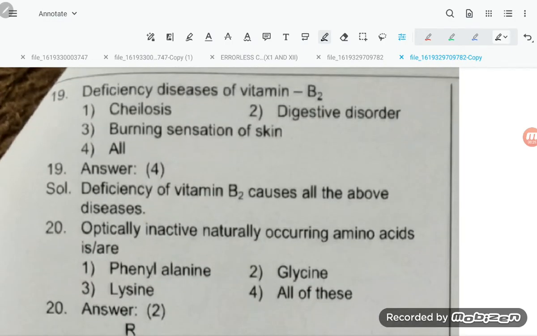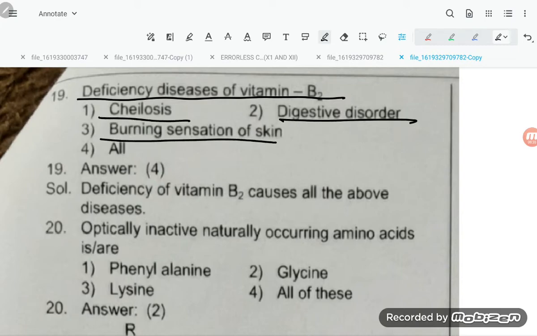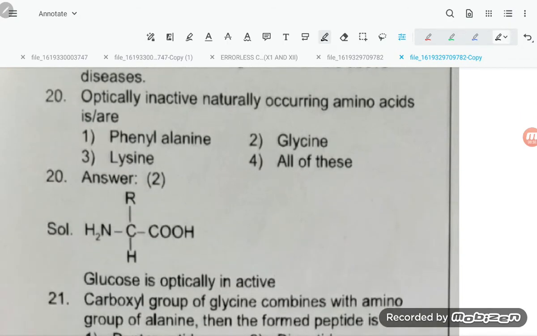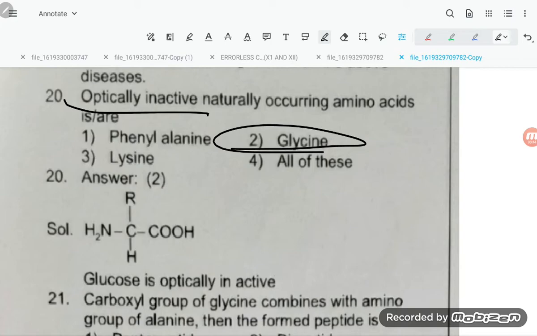Next question, student. Deficiency of vitamin B2 causes cirrhosis, digestive disorder, burning sensation of skin. So all are correct, students. The optically inactive naturally occurring amino acid is glycine.